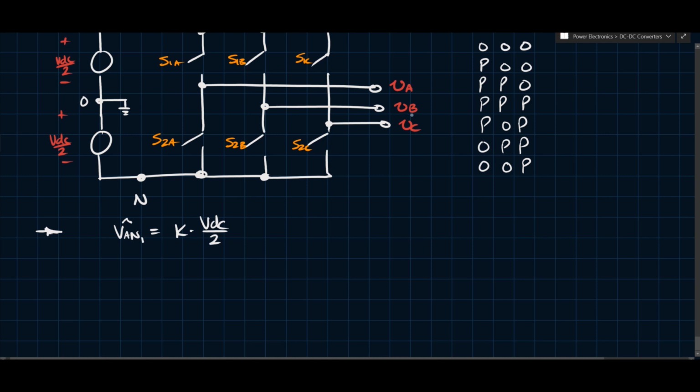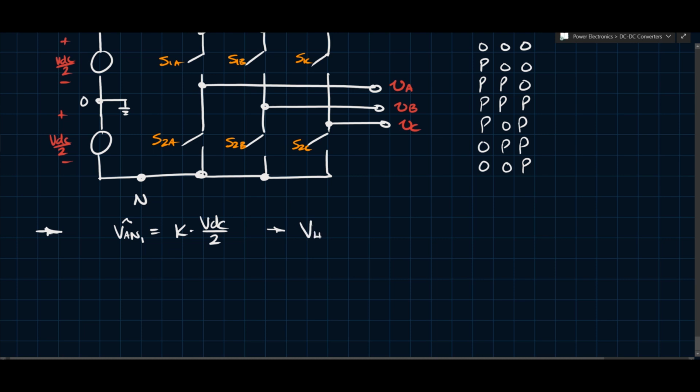Now, the same can be said for VB. However, VB itself, although the magnitude will be the same as VA, the phase will be shifted, right? So it'll be phase displaced relative to that by 120 degrees. Now you can also use this and you can find the line-to-line. We know from three-phase circuit theory that line-to-line voltages are square root of 3 times larger than the line to neutral.